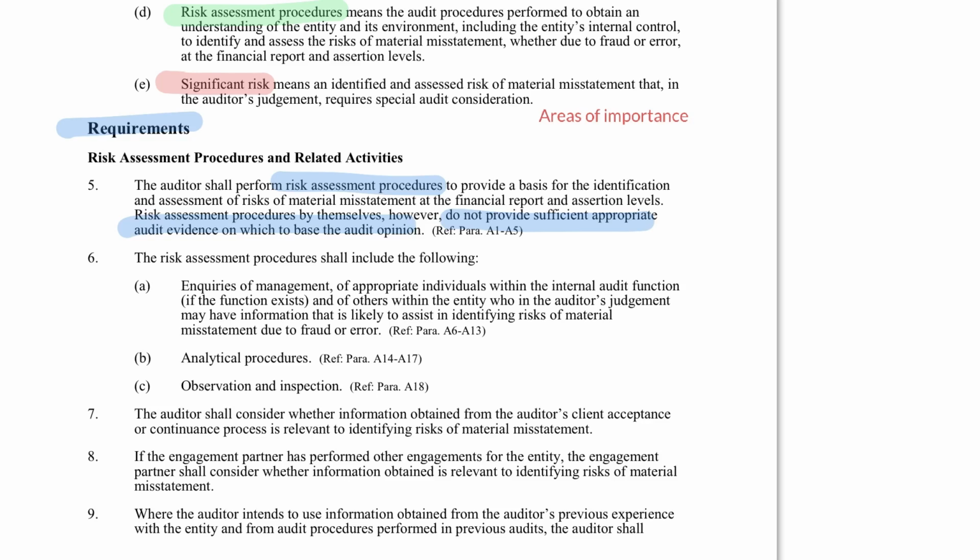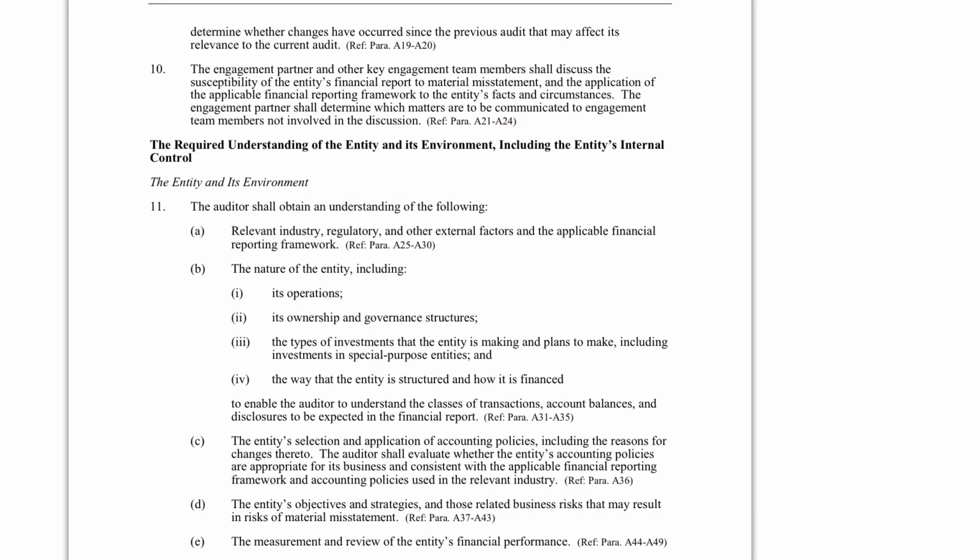What I should do in my risk assessment is talk to management, do analytical procedures, and observe and inspect to help me identify significant risks that are likely to affect the financial statements. Paragraph 10 is an interesting one because it says that the engagement partner and team members shall discuss the possibility of misstatements with the team. So this is a very collaborative approach to audit. We need to make sure that everybody is involved.